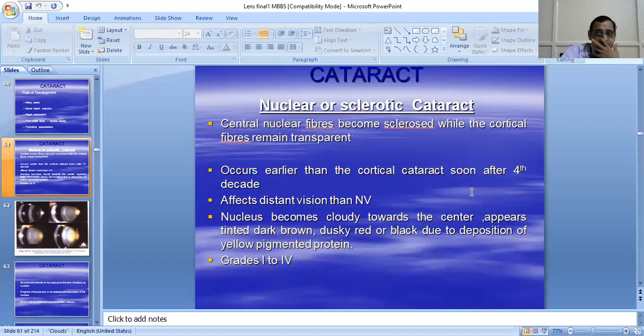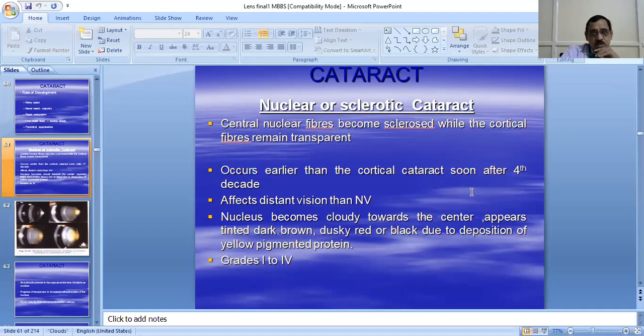The other one is nuclear cataract. In nuclear or sclerotic cataract, the central nuclear fibers become sclerosed, while the cortical fibers remain transparent. Nuclear cataract can be divided into 4 grades, grade 1 to grade 4. The color of the lens depends on which grade it belongs to. It can be amber, brown, black or red. This normally affects the distant vision.